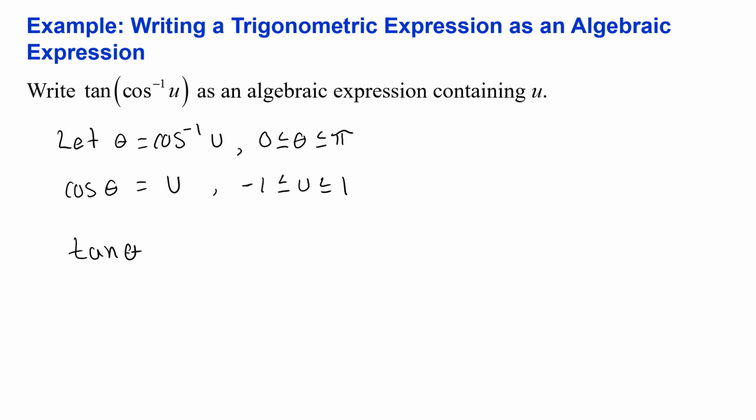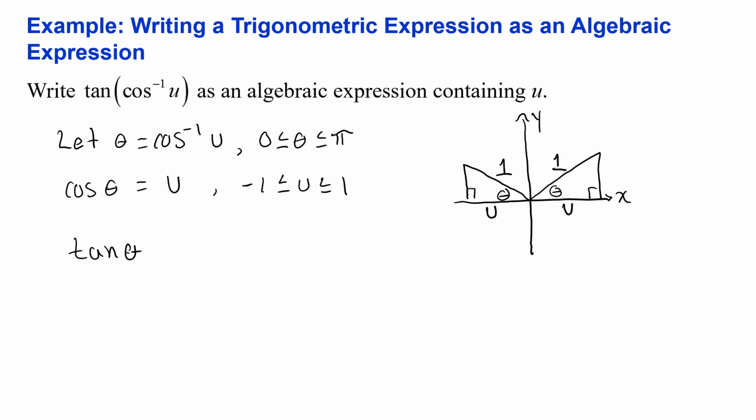Now we're going to draw two reference triangles containing an angle theta. And since theta is between 0 and pi inclusive, that means theta lies in quadrant 1 or quadrant 2. So we begin by sketching an XY coordinate grid containing a right triangle in quadrant 1 with reference angle theta, and a right triangle in quadrant 2 with reference angle theta. Now since cosine of theta equals u, and we know that cosine theta equals ratio of adjacent side to hypotenuse, then on both of our triangles we can label the adjacent side of theta as u and the hypotenuse as length of 1. So then cosine of theta equals u divided by 1.